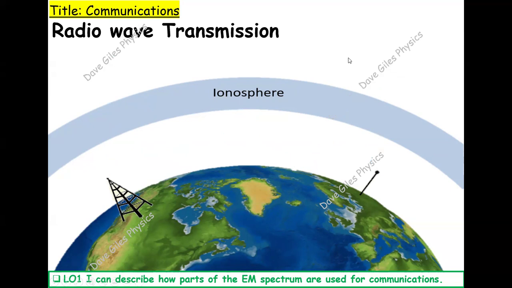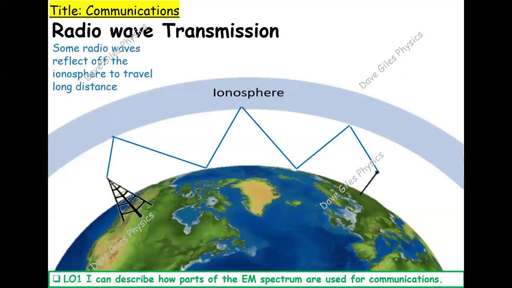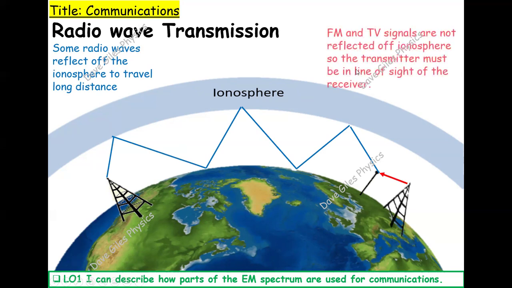And radio wave transmission here again, I put the same slide on twice, I think, for some reason. So some radio waves reflect off the ionosphere to travel long distance. FM and TV signals are not reflected off the ionosphere, so the transmitter must be in line of sight of the receiver. Okay, so FM, frequency modulation, doesn't reflect off the ionosphere, so it has to be fairly close. An FM signal, you're looking at the tens of kilometers sort of range, approximately.